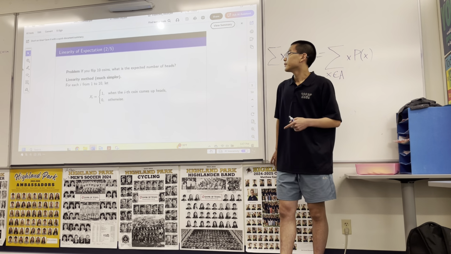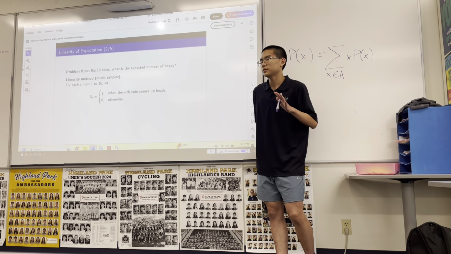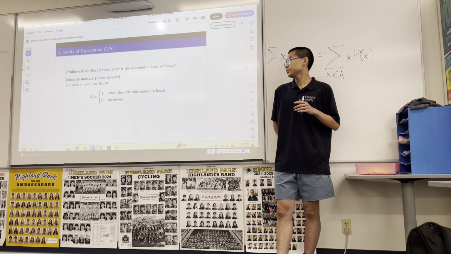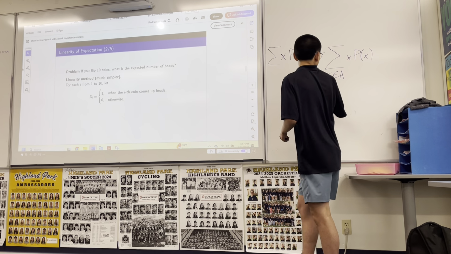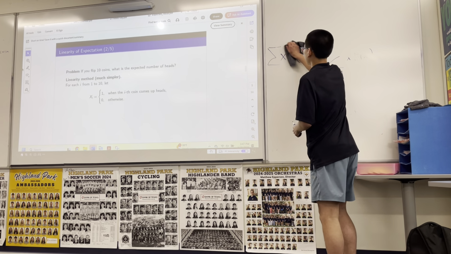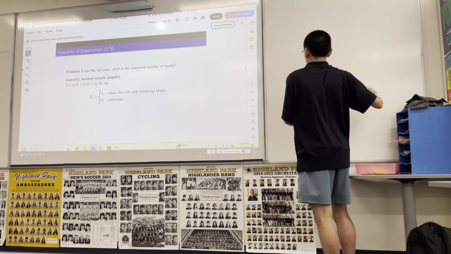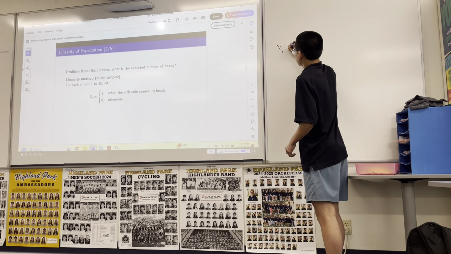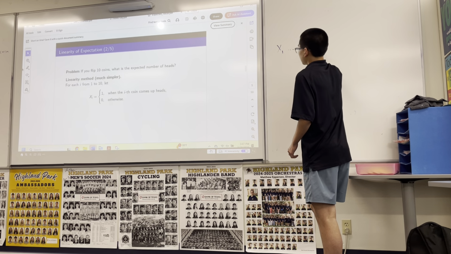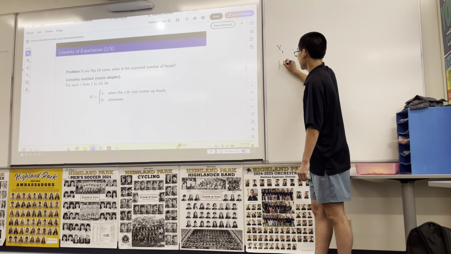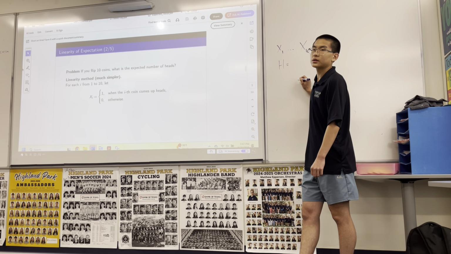Thanks. Let's introduce 10 helper random variables. Let xi be 1 if the ith coin comes up heads and 0 otherwise. So now you have 11 random variables. You have x1 through x10. They all take values that are either 0 or 1 based on whether the ith coin comes up heads. And then we have h, which is equal to the total number of heads.